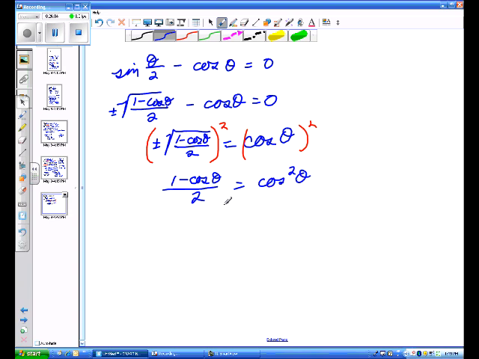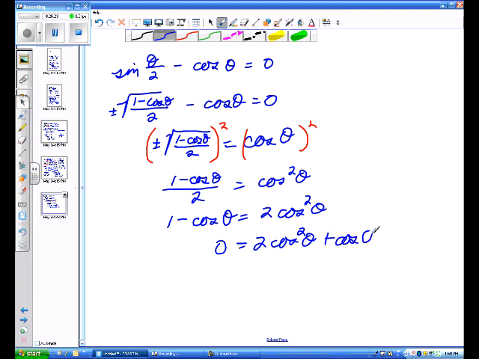And we can multiply both sides by 2, so we would have 1 minus cosine theta equals 2 cosine squared theta. And we're going to have a quadratic, so we can add cosine and subtract 1. 2 cosine squared theta plus cosine theta minus 1. And then we can factor that, or we could use the quadratic formula on it. This one is factorable, but we haven't used the quadratic formula lately, so let's do that.